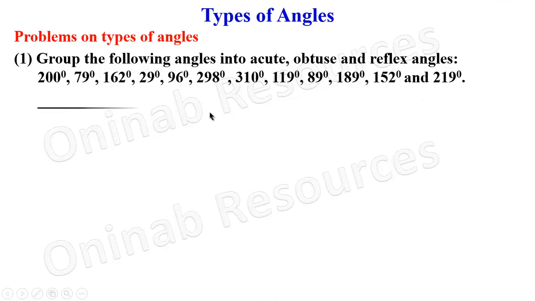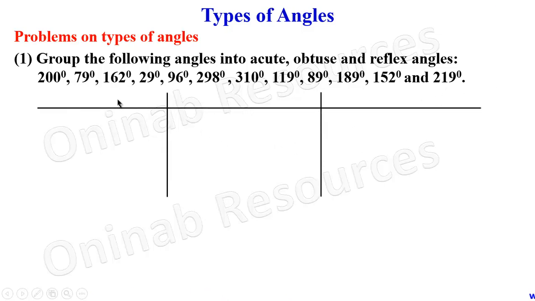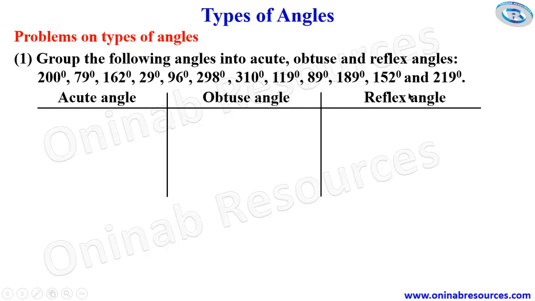In our solution, we are going to create a table, and for this column, we name it acute angle, obtuse angle, and the last column is reflex angle. So we pick the first angle, which is 200 degrees. 200 degrees is not an acute angle. Also, 200 degrees is not an obtuse angle. An obtuse angle is greater than 90 degrees but less than 180. This is already above 180, so we have it as reflex angle.